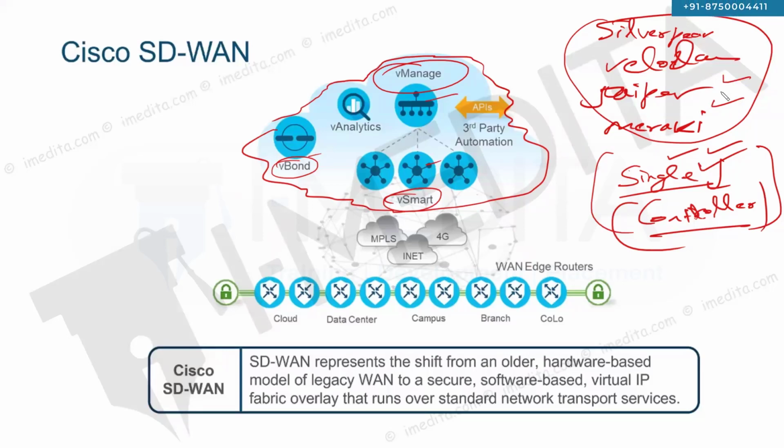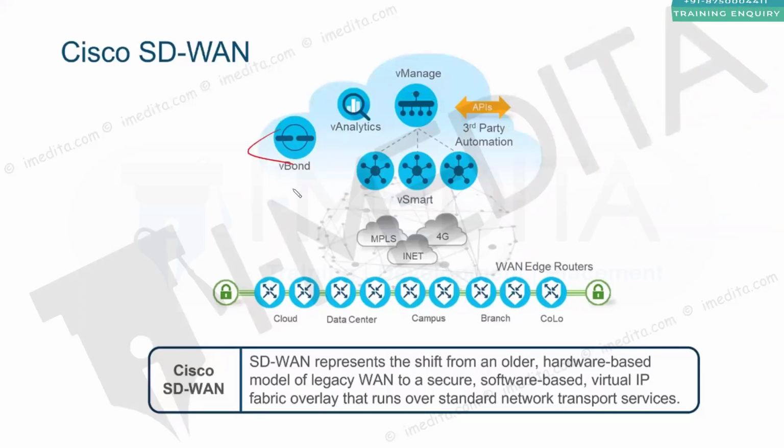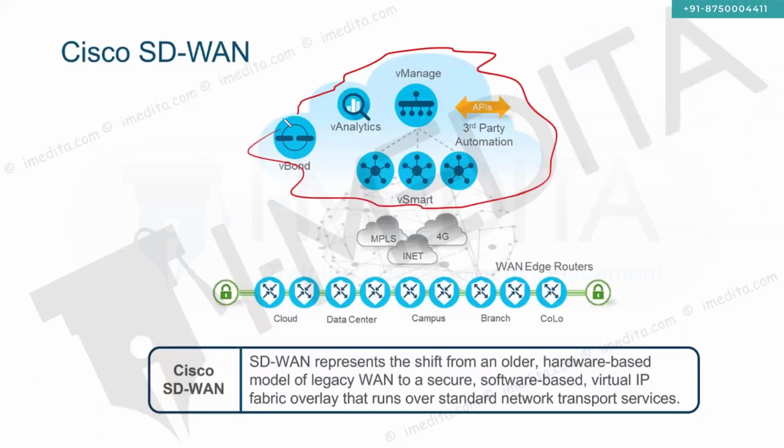But in Cisco SD-WAN, Cisco doesn't have that problem. Why? Because they are using the distributed architecture. So they have got different components for different functionalities. They have got vManage, they have got vBond, they have got vSmart. Now Cisco has also renamed them.